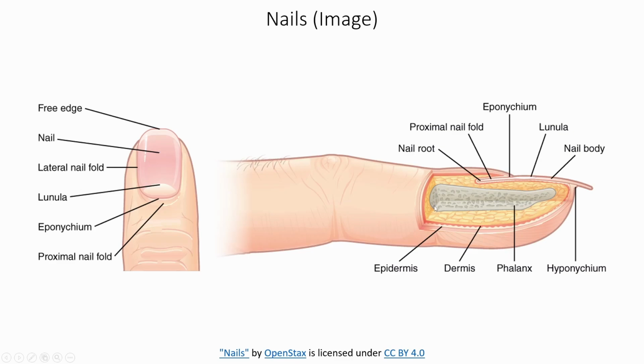The phalanx would be the bone inside the finger, then dermis and epidermis, so we have our skin there. And then the hyponychium is going to be that underpiece of skin that meets the edge of your nail. So if you look underneath your nail, you'll notice that the skin touches part of your nail on the underneath side. That's the hyponychium.